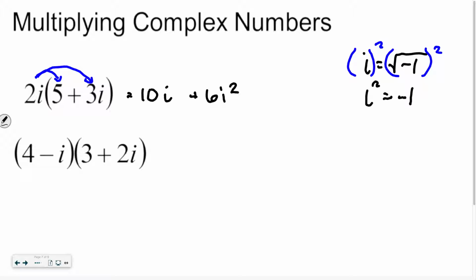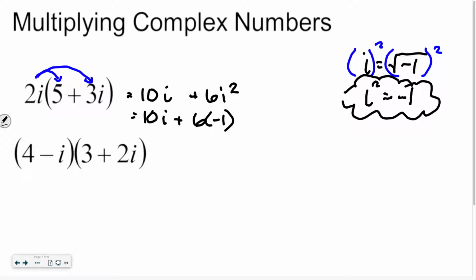But the i's are. Okay, make sure this is somewhere in your notes where you can see it. It's really bright. It's big. i squared equals -1, you need to know that. So then this is 10i plus 6 times -1. Write it in standard form. That's -6 plus 10i.